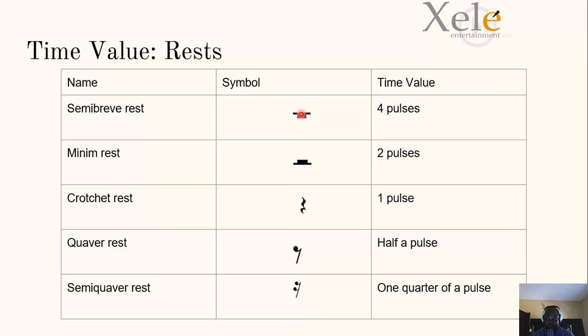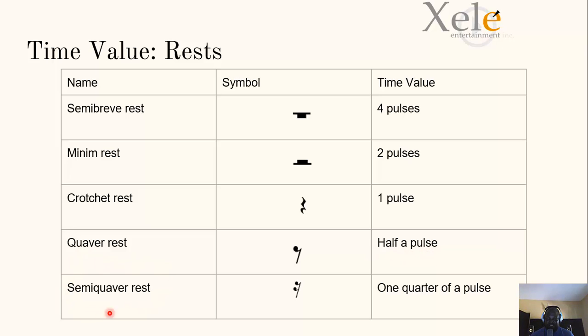No singing, no playing. This next symbol is the minim rest, okay? And this is the symbol here. It looks like a heart that is the right side up, and its time value is 2 beats or 2 pulses. The third symbol is the crotchet rest, and it looks exactly like this with a time value of 1 beat. The fourth symbol is the quaver rest, and it looks like this with 1 tail extending out of it, and it has a time value of half a beat or half a pulse.